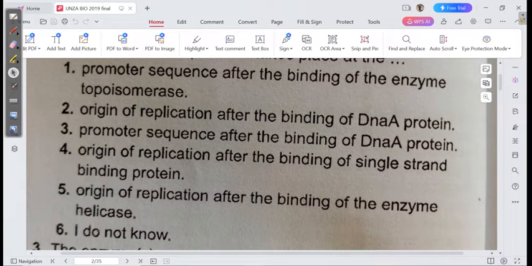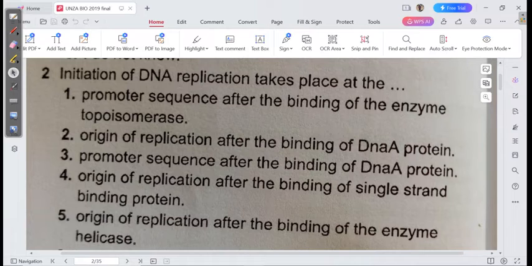Initiation of DNA replication. It's option 2. Option 2, origin of replication after the binding of DnaA protein. What about others? Yes. Okay, so the correct answer to question 2 is option 2. Initiation will only start upon this protein known as DnaA binding to the origin of replication.